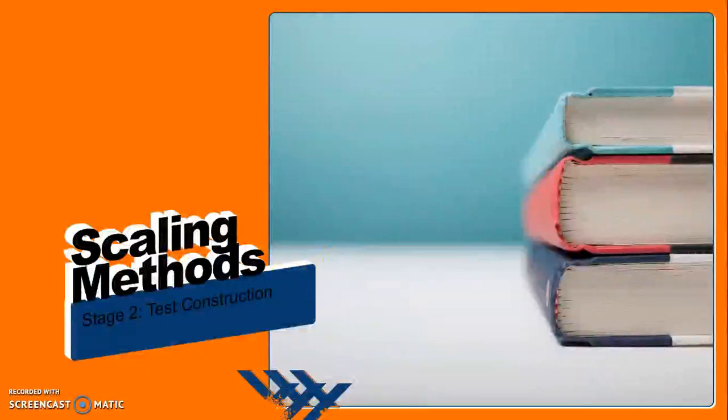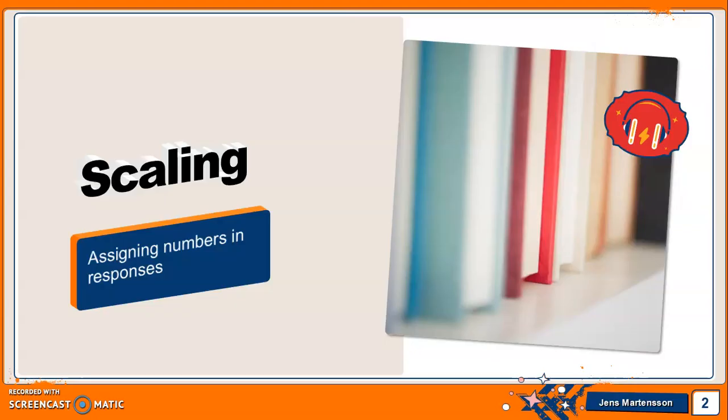This presentation provides details on scaling methods. There are 5 stages of test development, and stage 2 is about test construction. One of the tasks you need to accomplish in this stage is to choose your measure's scaling method. Scaling refers to the setting of rules for assigning numbers in responding to the items. Different types of scales yield different levels of measurement. It may be nominal, ordinal, interval, or ratio level.